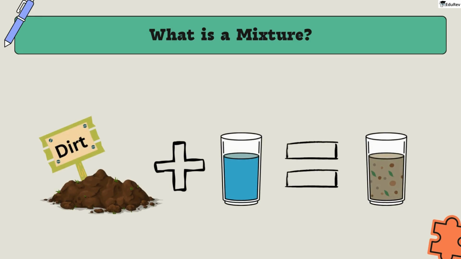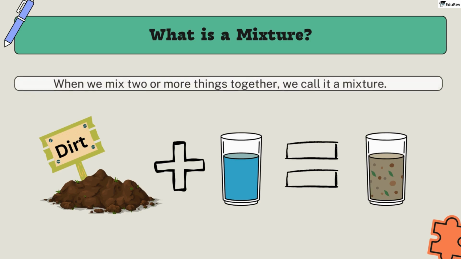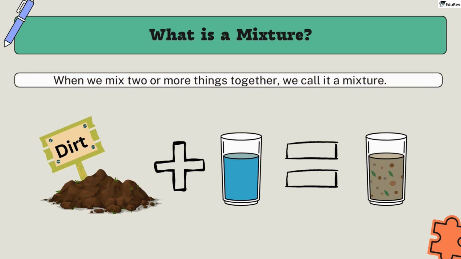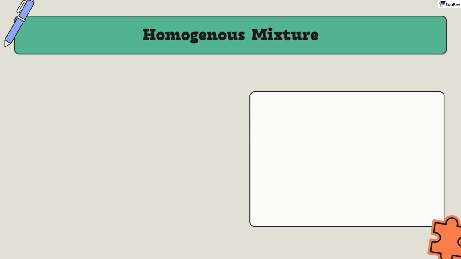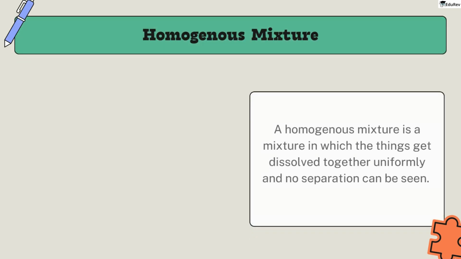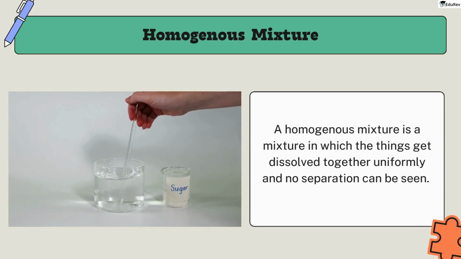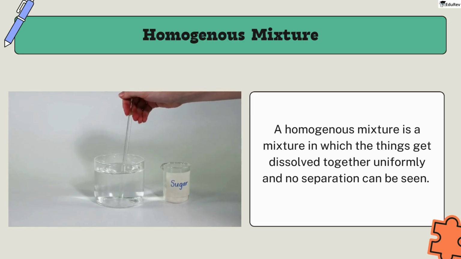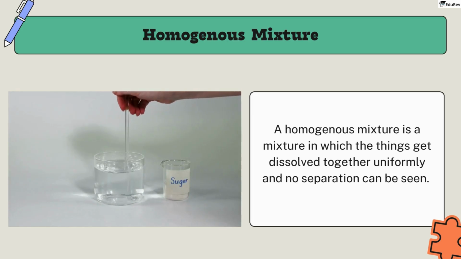What is a mixture? In simple language, when we mix two or more things together, we call it a mixture. Now, you might have seen many mixtures in your life. But mainly there are two types of mixtures. Number one is homogeneous mixture. A homogeneous mixture is a mixture in which the things get dissolved together uniformly and no separation can be seen. Like when you mix sugar in a water glass, we can't see separation between them after mixing, right?